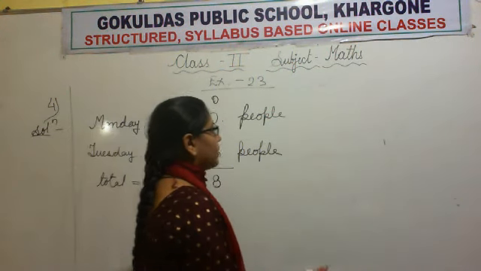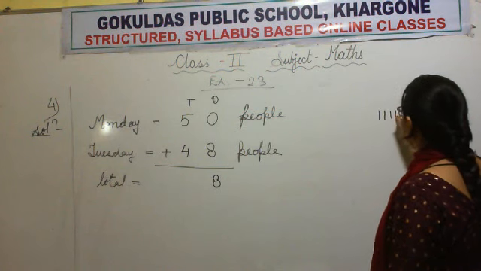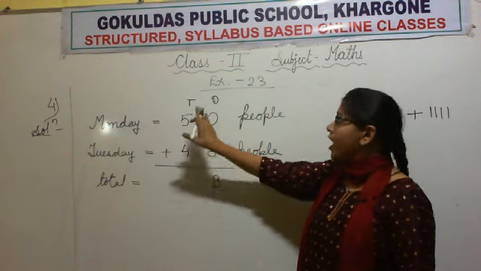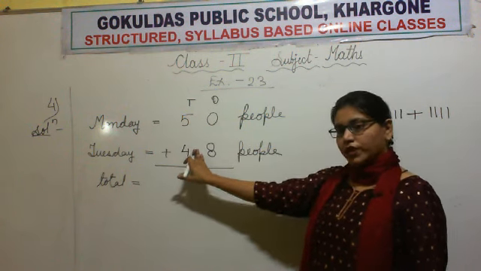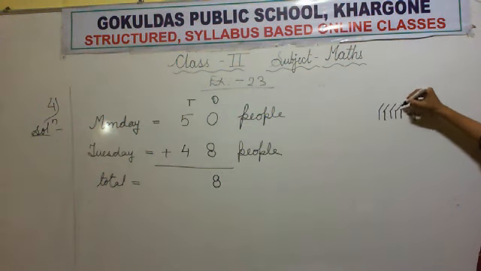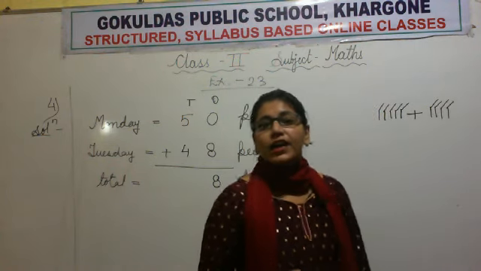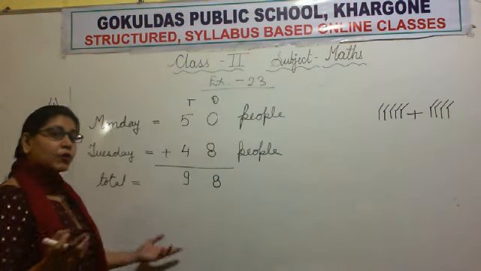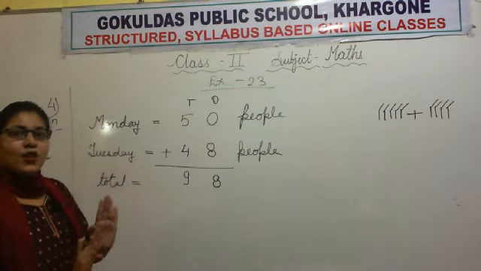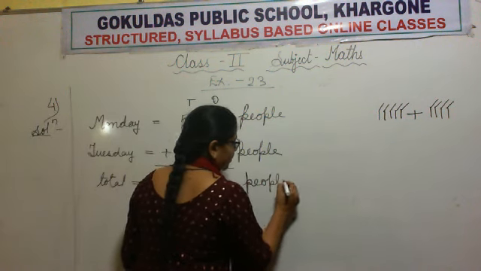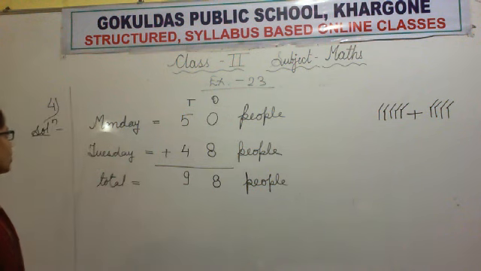5 plus 4. Let's add here: 1, 2, 3, 4, 5, and 1, 2, 3, 4. 5 sticks for this and 4 sticks for this. Let's count how many sticks are there: 1, 2, 3, 4, 5, 6, 7, 8 and 9. 9 sticks are there, so we will write the number 9. 98. 98 what? 98 sticks? No, 98 people. So we will write people also. Okay, so now we are done with the solution.